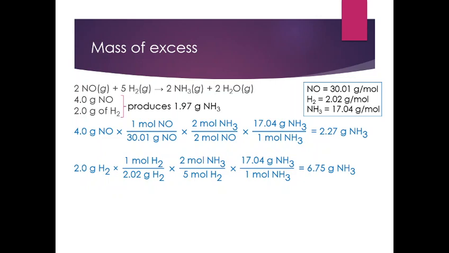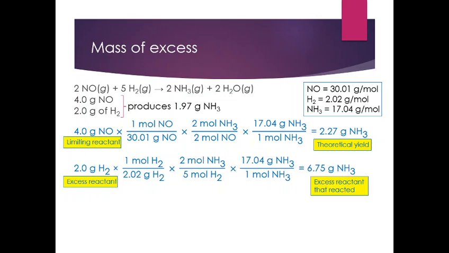We convert our grams of NO and grams of H2 into grams of something common that we can take a look at. Comparing our 2.27 grams of NH3 to our 6.75 grams of NH3, we have 2.27 being the least of those potential products, and so we know we are going to have our NO as our limiting reactant, our H2 is going to be the excess reactant, and our NH3 is going to be the theoretical yield.